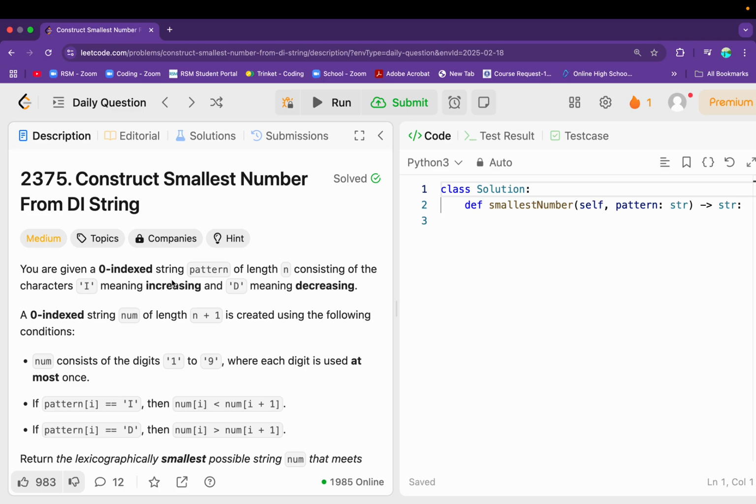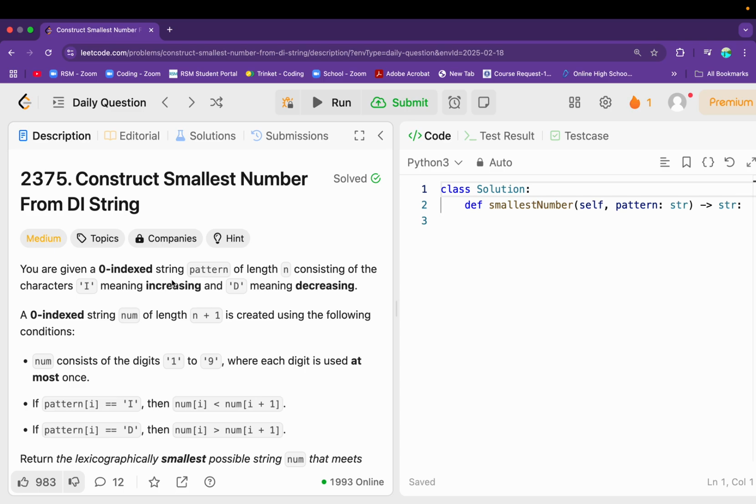Now, to actually construct this smallest number, we can use something called a monotonic stack, and we can use this stack to keep track of the digits while also maintaining the required increasing and decreasing order with the I and D inputs in the input string pattern. And the way we can do that is we iterate through the pattern and construct the result iteration by iteration, or step by step, each value at a time.